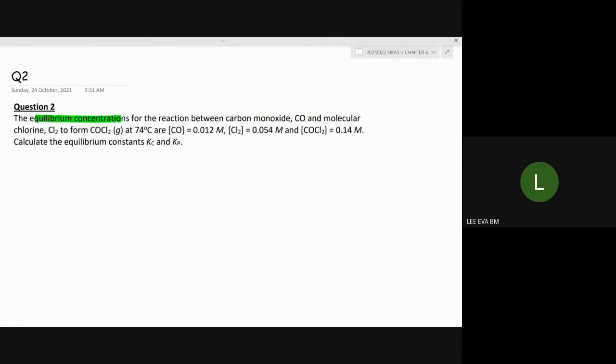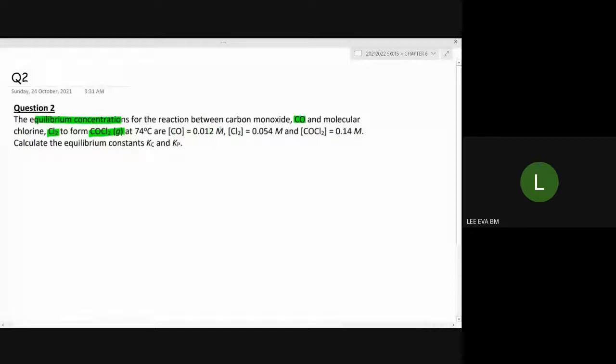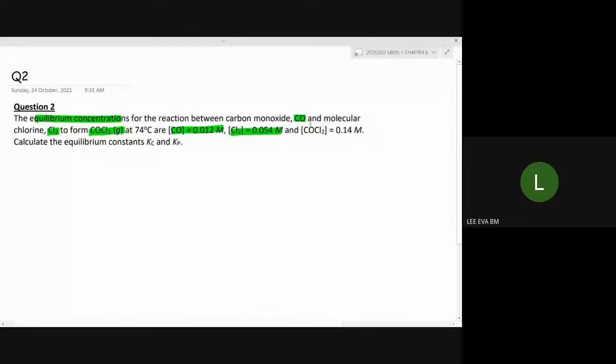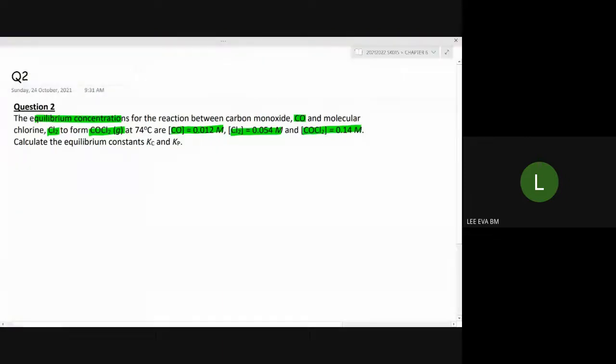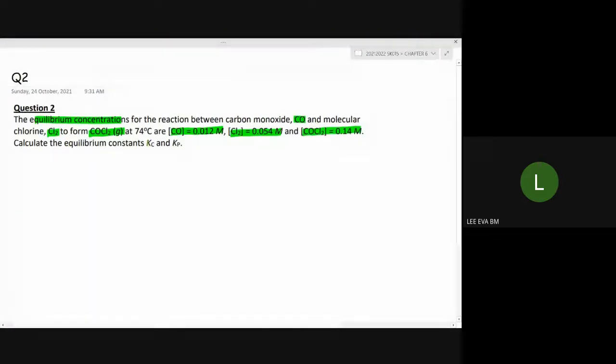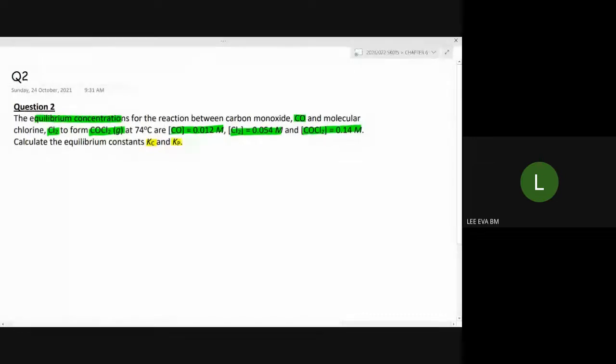Okay, so equilibrium concentrations for the reaction between carbon monoxide, CO, and molecular chlorine, Cl2, to form COCl2 gas at 74 degrees Celsius. The concentrations given are for CO and Cl2, 0.14. Okay, so the question is asking for the equilibrium constants Kc and Kp.